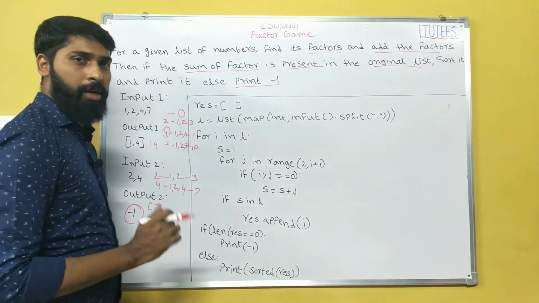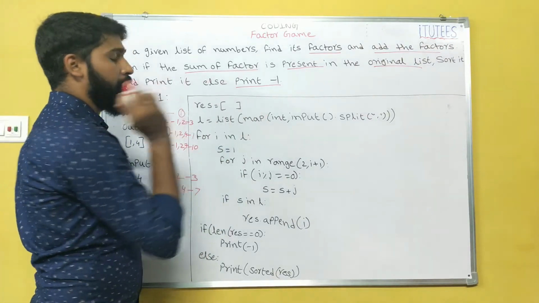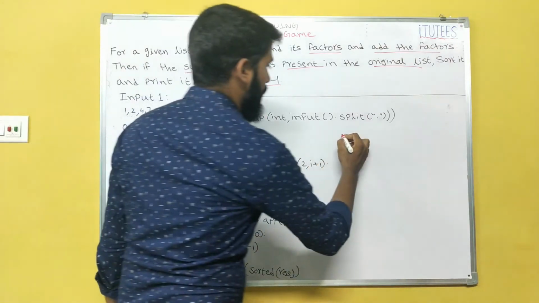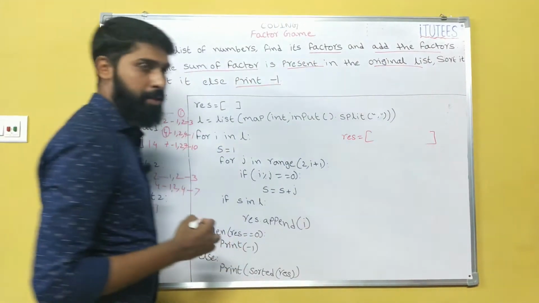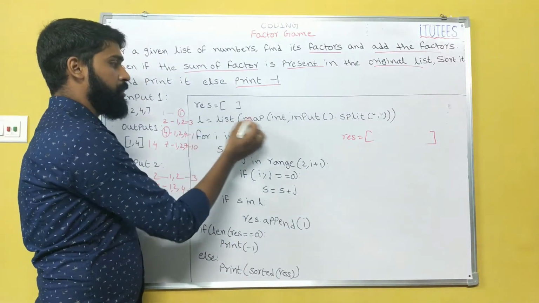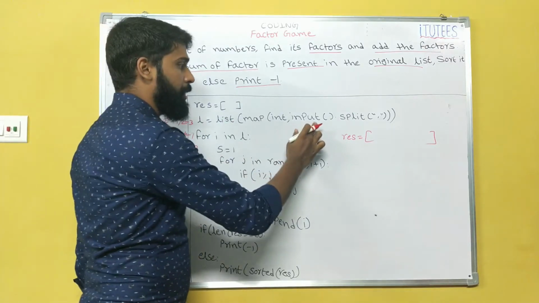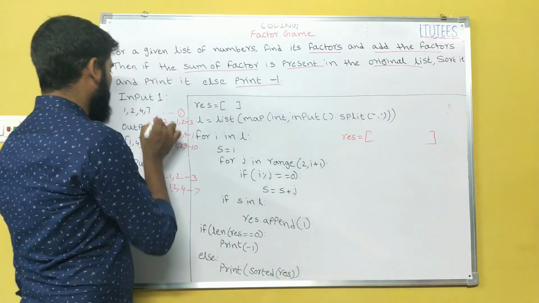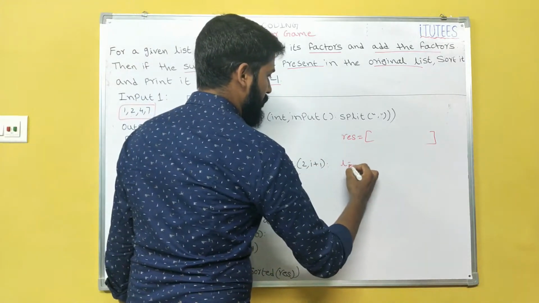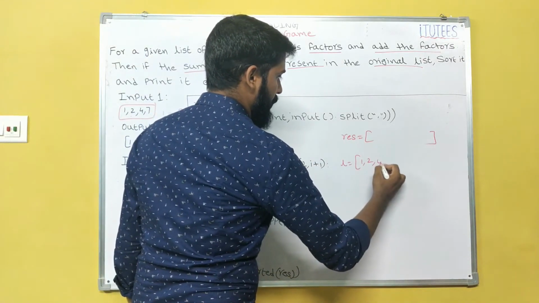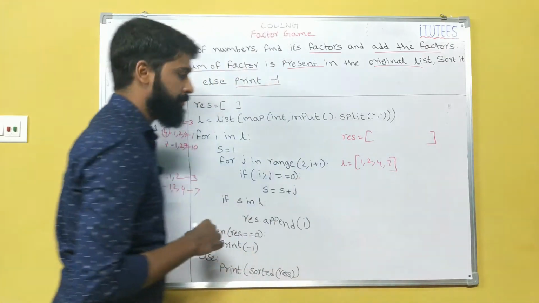So now we can see the program. I am taking one empty list to store the results: RES equals an empty list. Then L equals list of map of int, input split. That means this is the input I am giving. So what is L? L equals 1, 2, 4, 7.